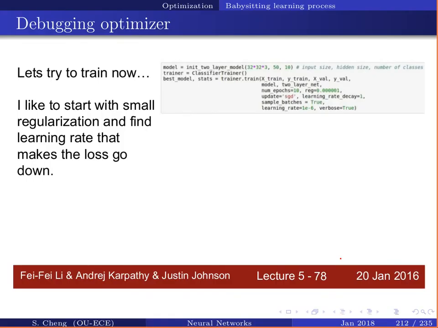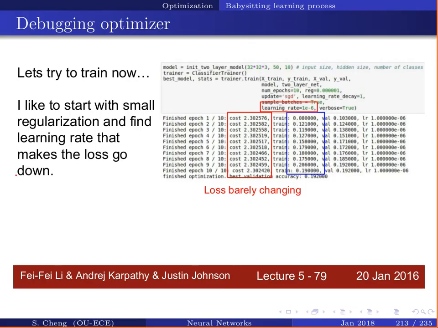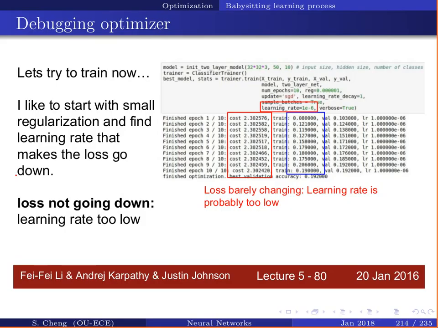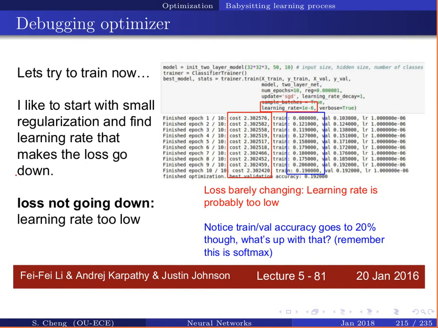Then we can try to train now. We can try with a small regularization and try to learn. Learning rate is something really important, and we want to make sure the loss actually goes down. For example, in this case, it put a learning rate like 10 to the minus 6 here, so the loss is barely going down. If it seems that it's not changing, then probably the learning rate is a little bit too small.